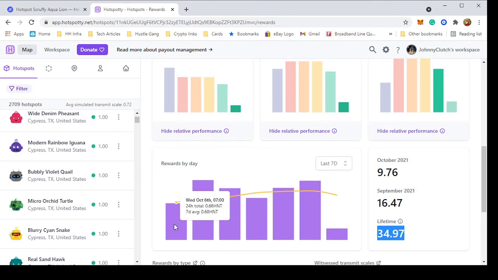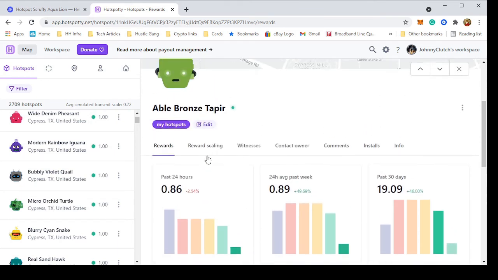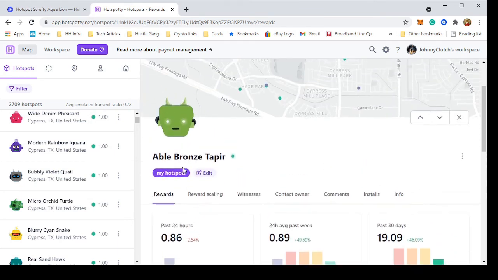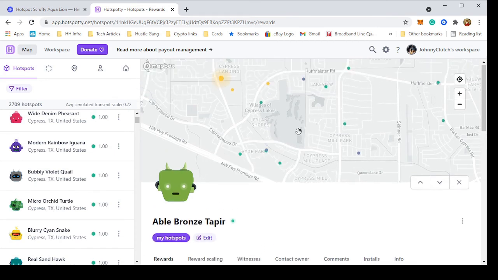Rewards by day. Let's take a look at this. 24 hours, 0.66, 1 HNT, 0.93 HNT, 0.76 HNT, 0.94 HNT, 1.07 HNT. So we've been really up there, really consistent. Everything's been working really well thus far. So we'll look to optimize these other two setups. And that's pretty much all I've got.